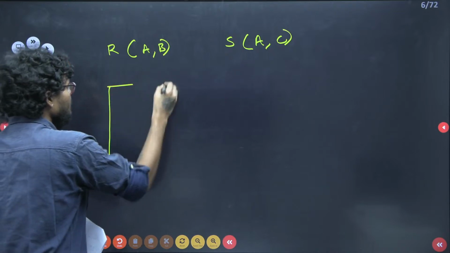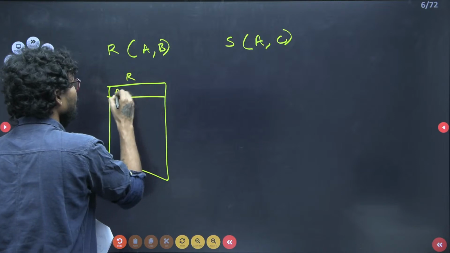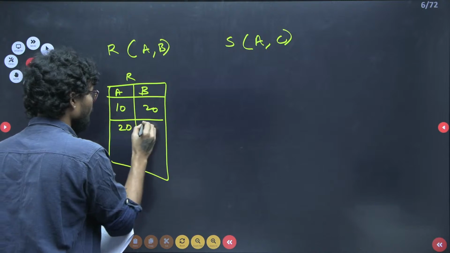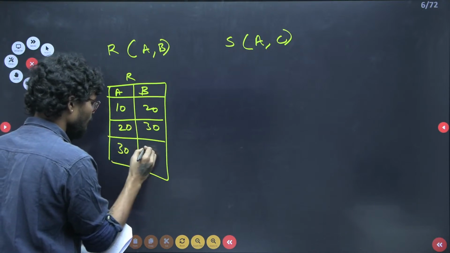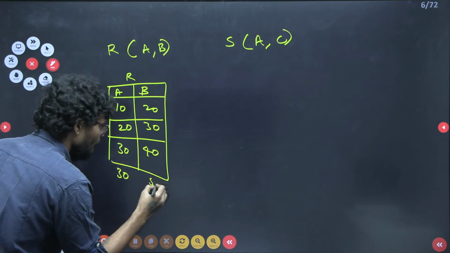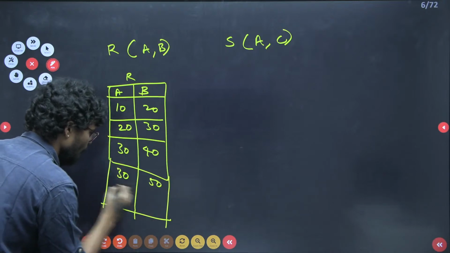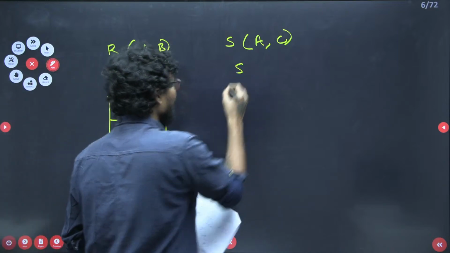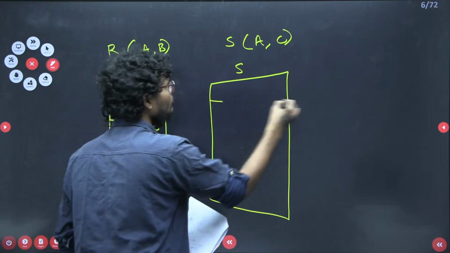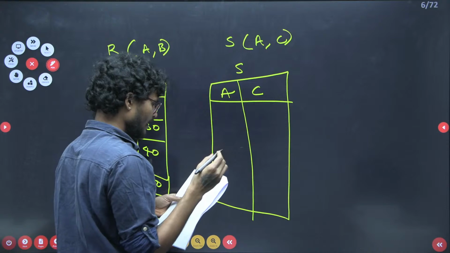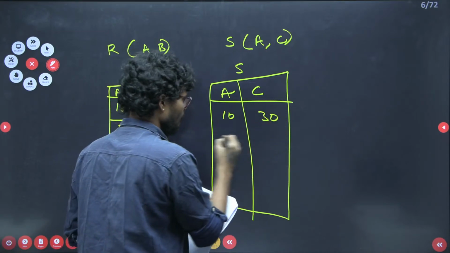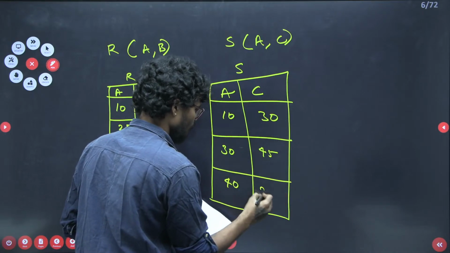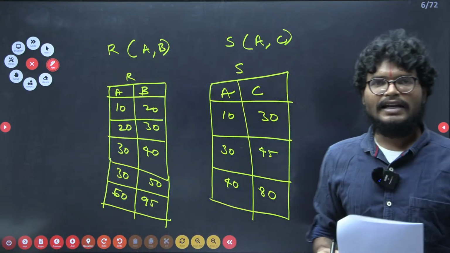So now R is given like this. So we have a table R. So 10, 20; 20, 30; 30, 40; 30, 50; and then 50 and 95. We also have S. S has 3 rows. So these are the relations that are given to us.